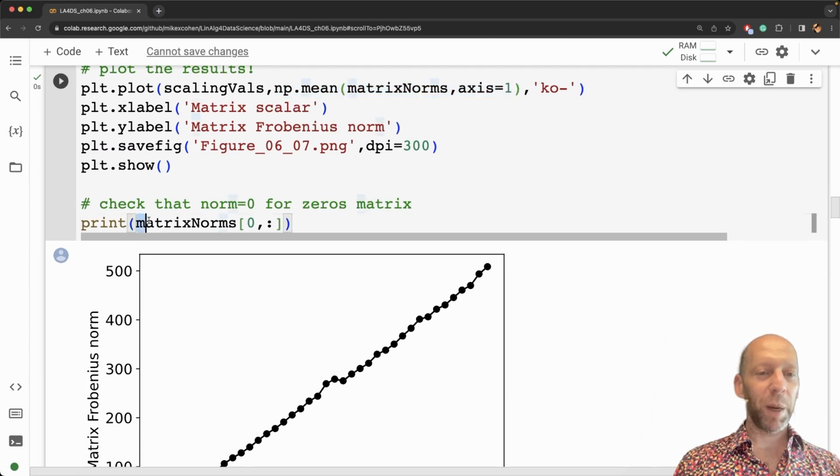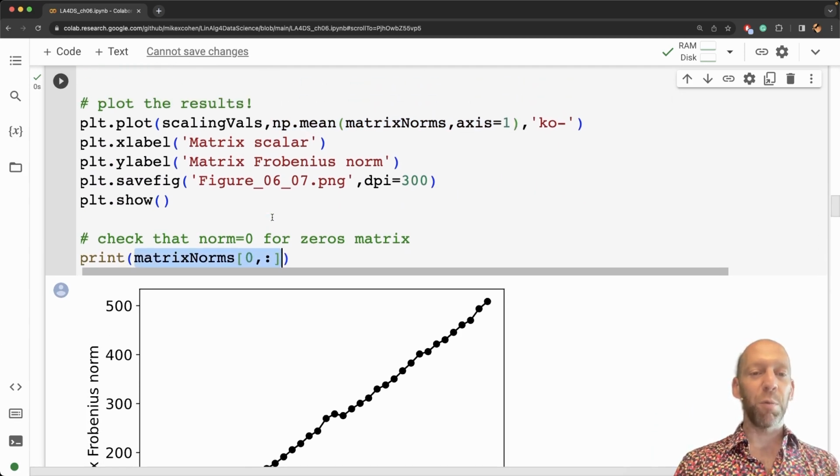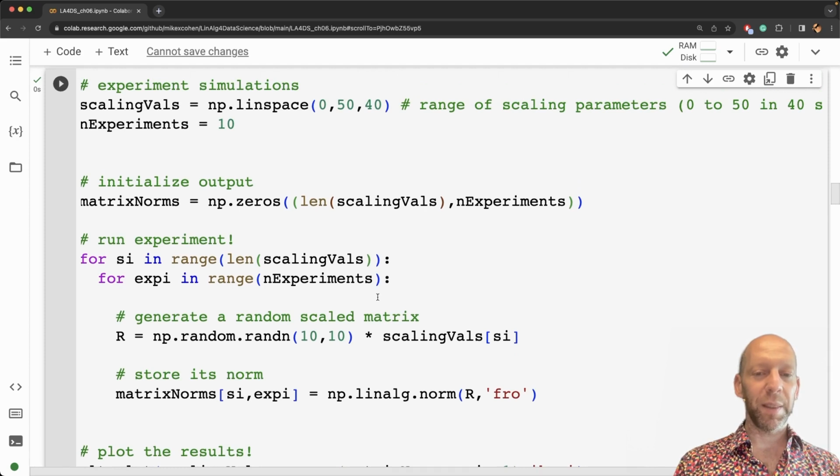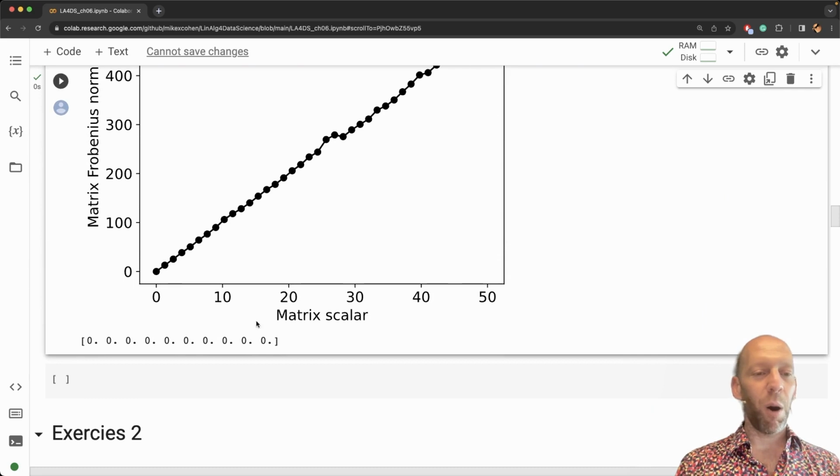And then finally at the bottom, I print out the matrix norms for 0. So this is the first row of this matrix here of matrix norms. And basically this corresponds to where the scaling values are 0. So obviously we are generating some random matrices, but then multiplying them by 0. And we can see that the norms of all of those matrices is 0.